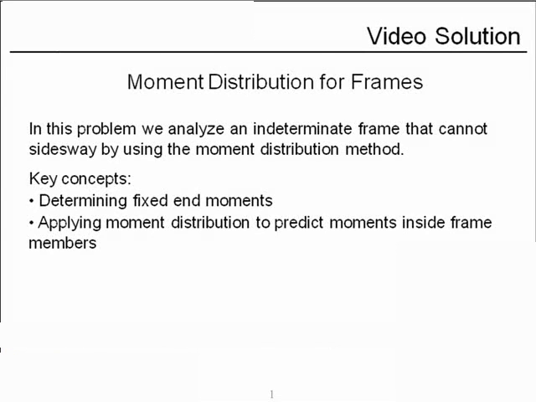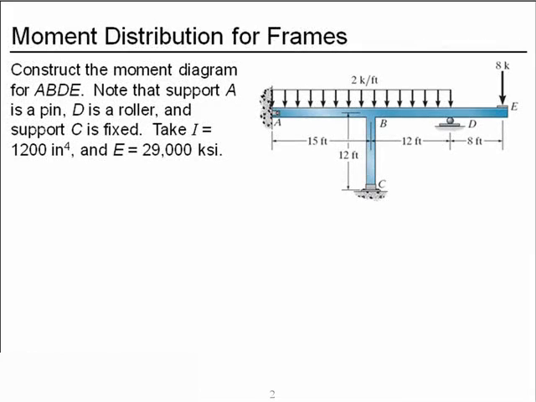Moment distribution can be a very effective tool for analyzing indeterminate rigid frames, frames whose connections are all fixed. But to do so, we must distinguish between frames that sidesway and frames that cannot sidesway, because it affects the approach we use. In the case of this problem, we will analyze an indeterminate frame that cannot sidesway, and we'll use moment distribution. The key concepts we'll use are determining fixed end moments and applying moment distribution to predict moments inside frame members. And here is our frame.